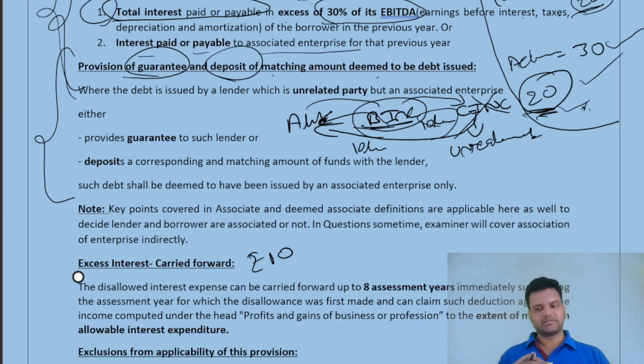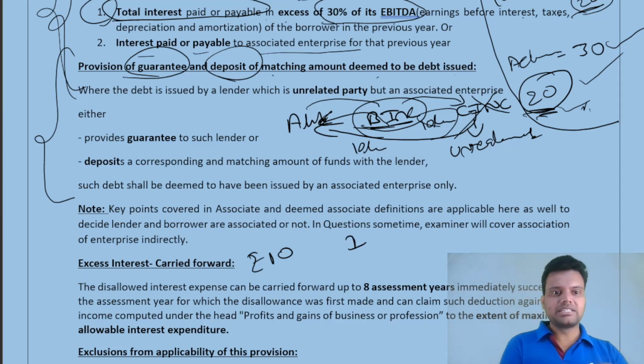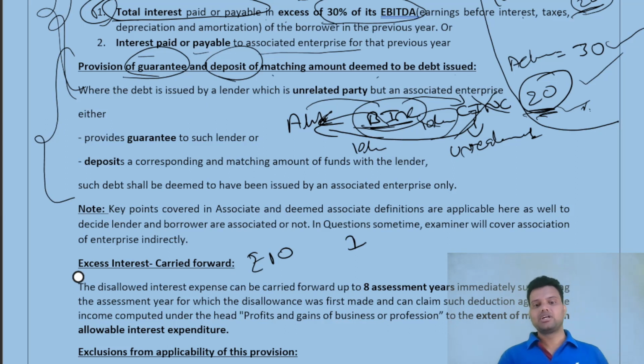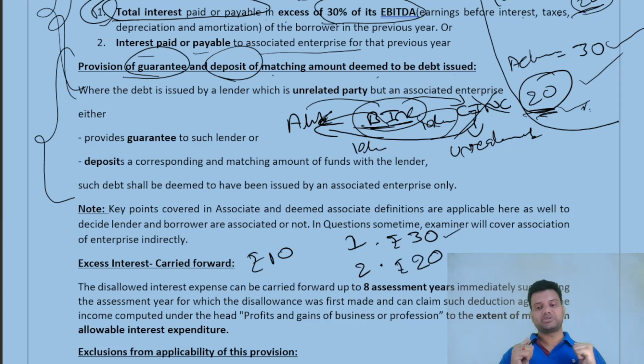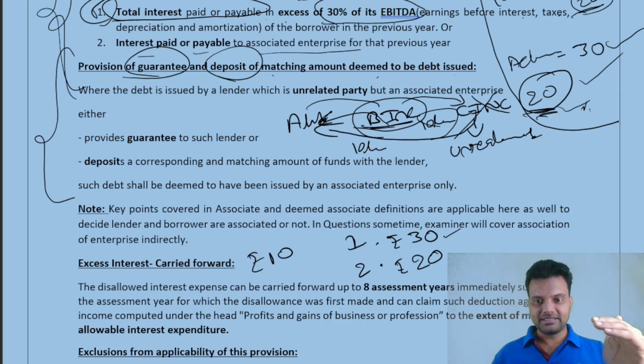Okay, carry forward is fine, but how will the set off happen? How can I adjust this 10 rupees in the future years? So let us take an example. Condition number 1 is what? Total interest paid or payable minus 30% of EBITDA. For example, if that comes to around rupees 30 in the next year. And the second condition, actual interest paid is, for example, 20. So allowable interest is 30 under condition number 1, and actual interest is 20.